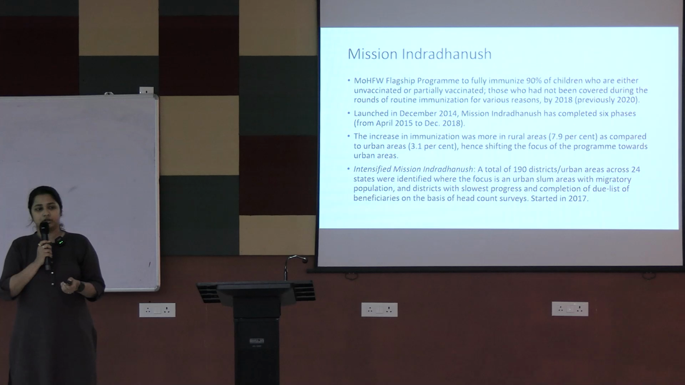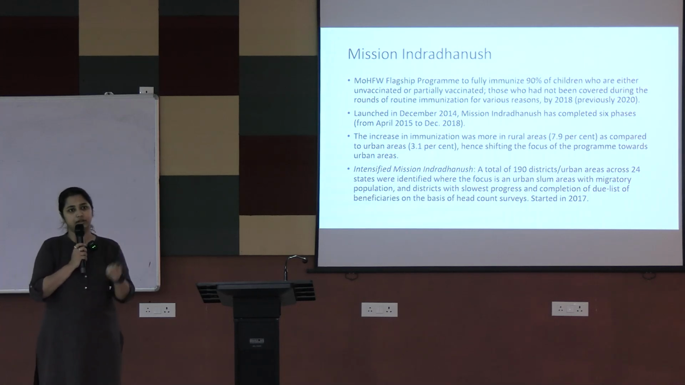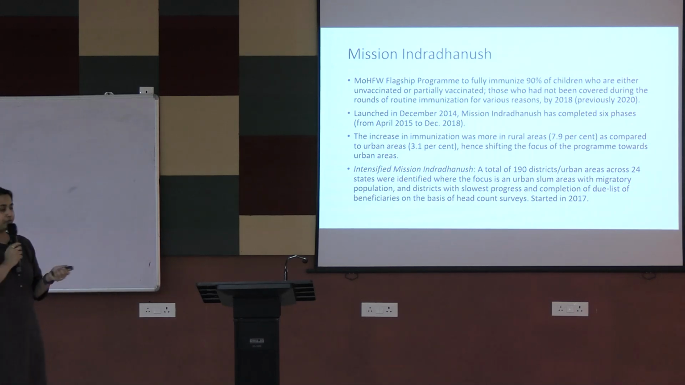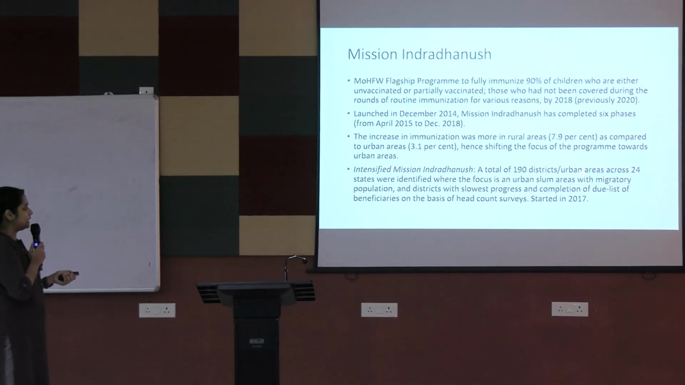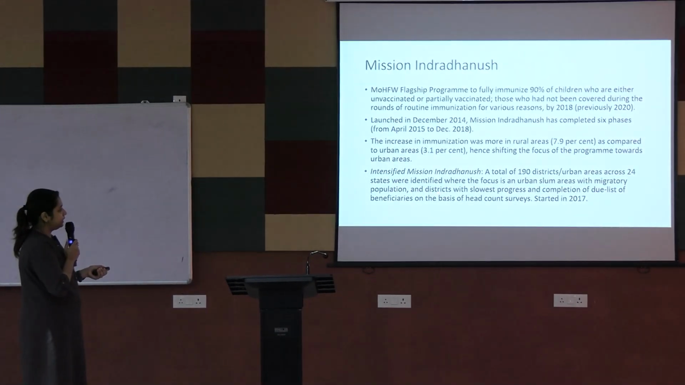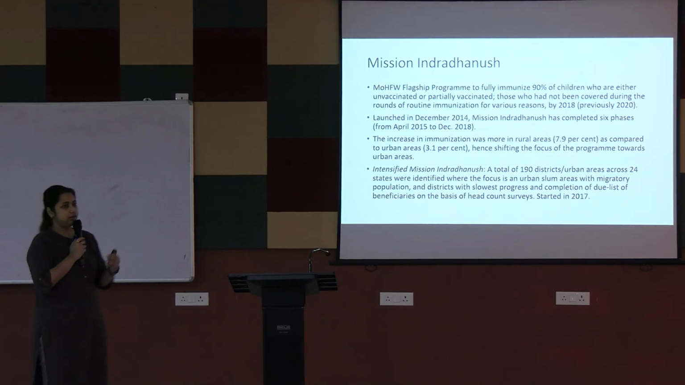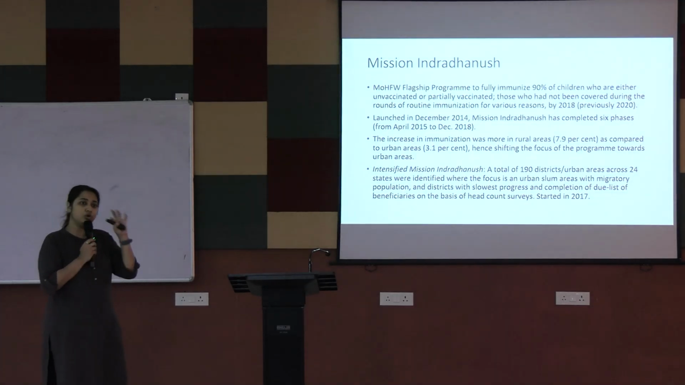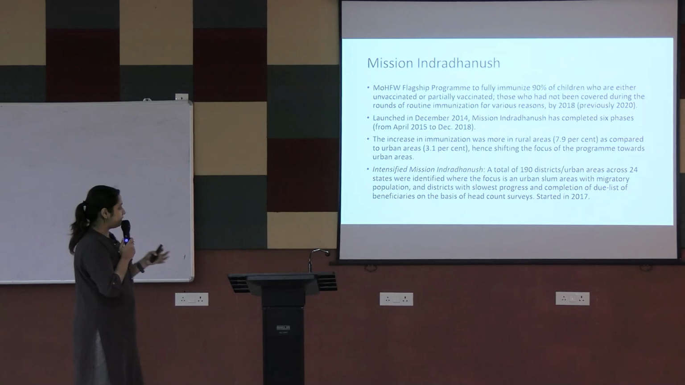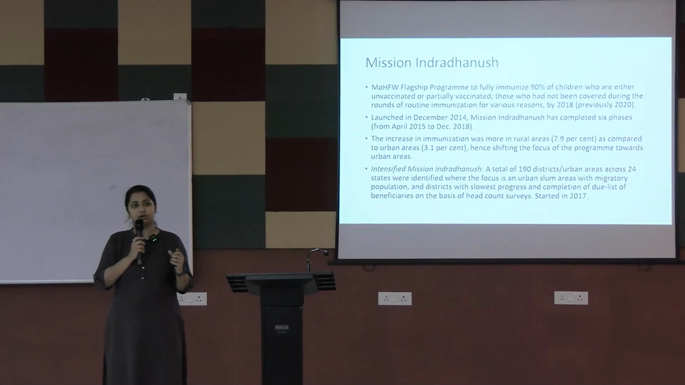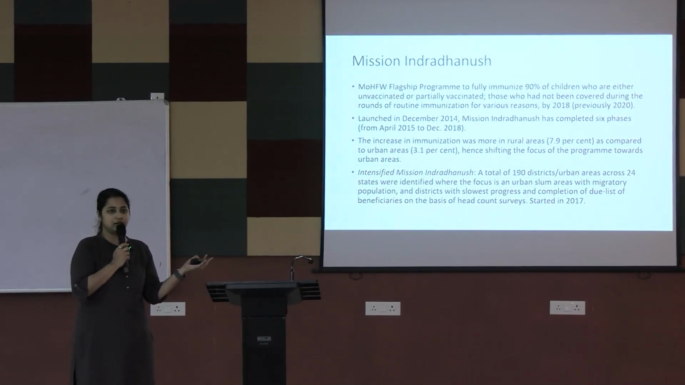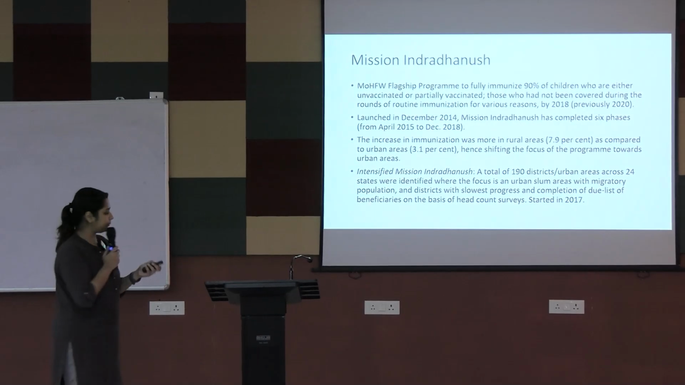Seeing the trend, the ministry then shifted its focus more towards urban slum areas, and intensified Mission Indradhanush was started targeting those. They identified 190 districts or urban areas across 24 states, where the focus is urban slum areas with migratory population and districts with the slowest progress, where the due list of unvaccinated children was not completed yet. Those special districts were targeted under the intensified Mission Indradhanush program from 2017. Now the intensified Mission Indradhanush phase is going on in those districts, especially the ones lagging behind or in urban slum areas. That is why it is called intensified, IMI.